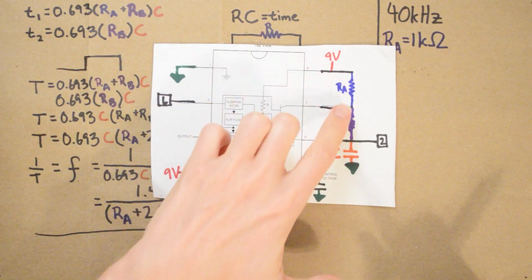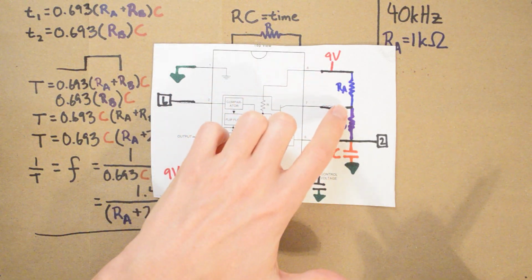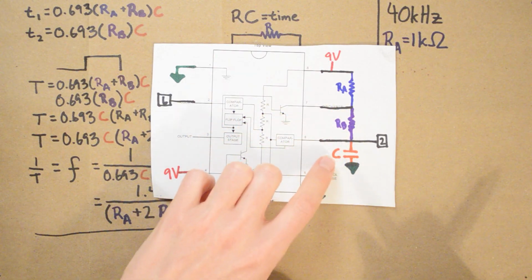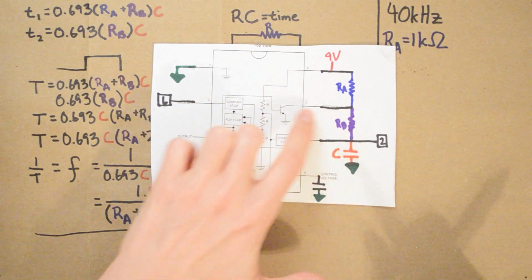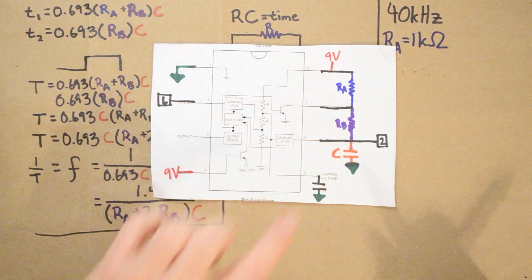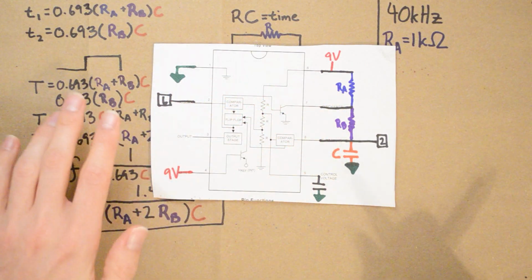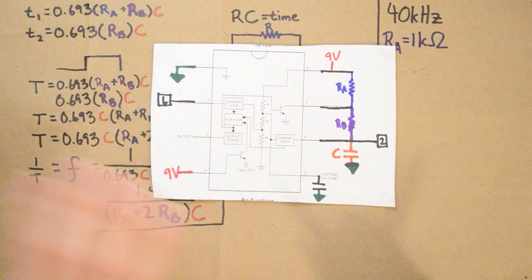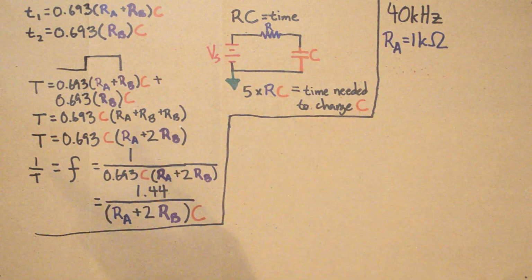Current will go quickly through RA and then have to go through RB to charge C. When C discharges, it'll go through RB. So pretty much if you make RA very small compared to RB, then the timing difference between the discharge and the charge time is very small. So I always try to make RA much smaller than RB.